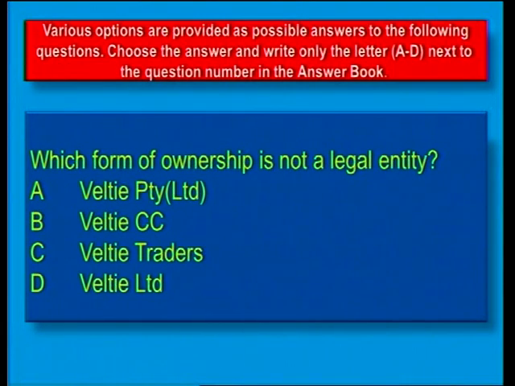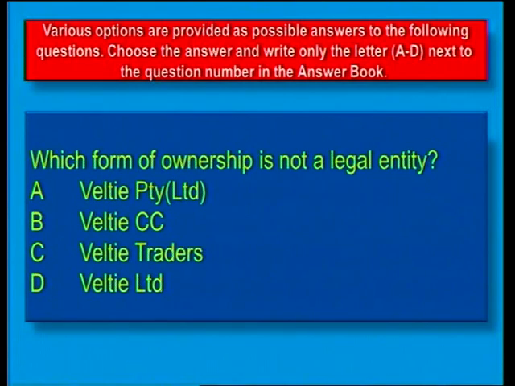Melanie, question number 2. Let's move on to the next one. And so the question reads, which form of ownership is not a legal entity? Learners, SMS us your answer, and while you are SMSing the answer, let's look for the clues here. The clue here is form of ownership, and again, not a legal entity. And then if you look at the options presented, A, Felty Pty Proprietary Limited. That should already tell you what that means. B, Felty CC, C, Felty Traders, and D, Felty Limited.